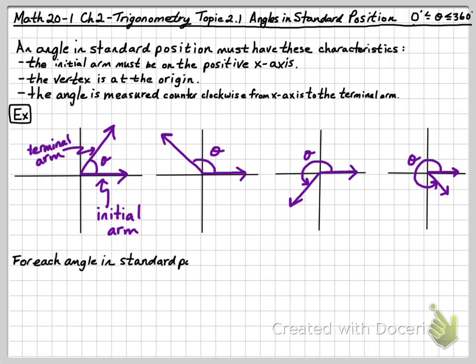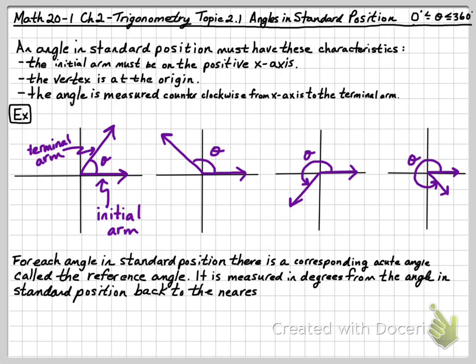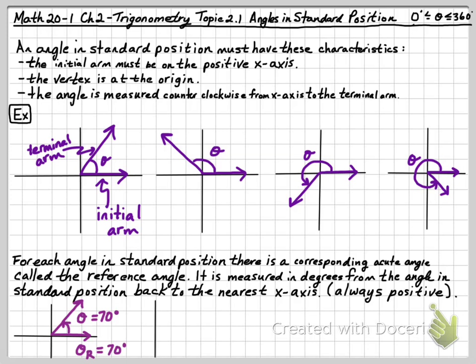Now, for each angle in standard position, there's also going to be a corresponding acute angle, and that's going to be called the reference angle. It's going to be measured in degrees from the terminal arm back to the nearest x-axis. And it's always going to be measured as a positive value. Here, let's say that this is a 70-degree angle, that is also going to be a measure of our reference angle. It's going to be the same thing because it's going to measure back to the x-axis.